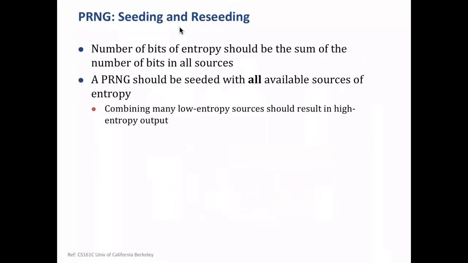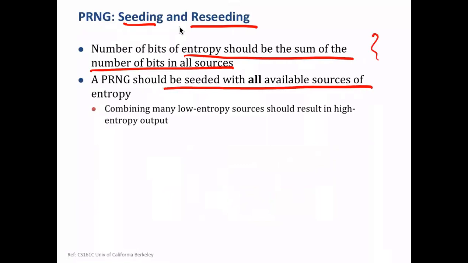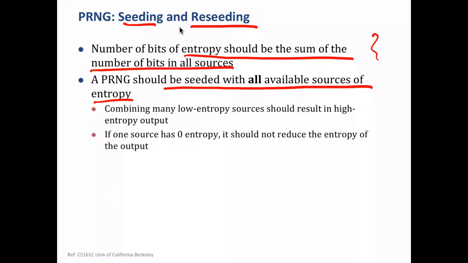Then we need to discuss the concept of seeding and reseeding. The number of bits of entropy should be the sum of the number of bits in all sources. This point we have discussed earlier. And the PRNG should be seeded with all available sources of entropy. It's not just one source, but multiple sources, because by adding multiple sources, we bring in more randomness or a higher level of entropy. And then there are, of course, conditions that we discussed earlier.